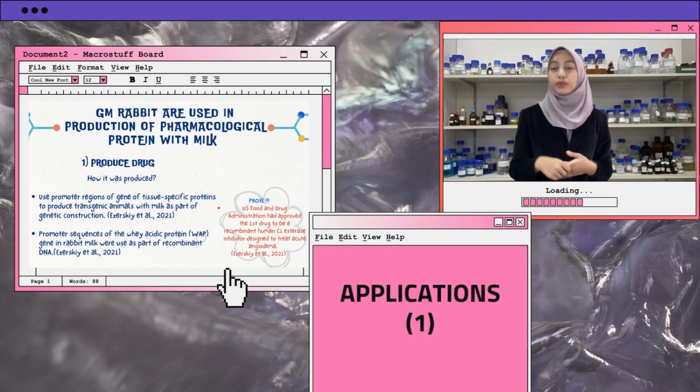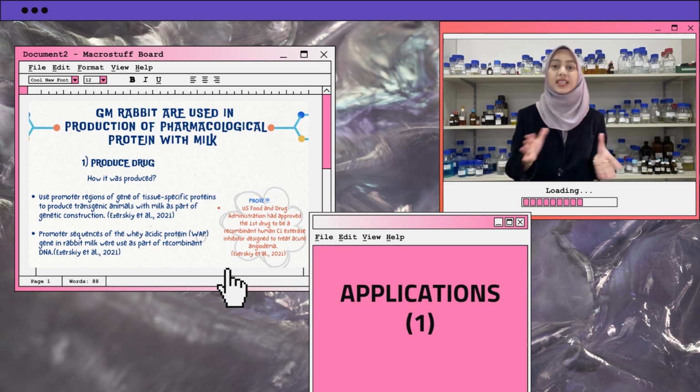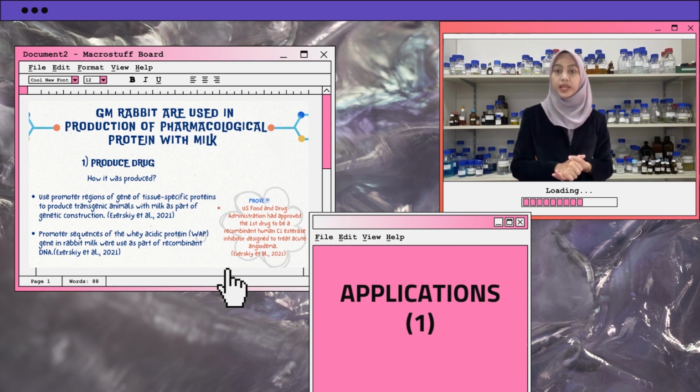Now, let's take a look at the applications of genetically modified rabbits using CRISPR Cas9 technology. Genetically modified rabbits can be used in the production of pharmacological proteins in milk. Firstly, it can produce drugs to treat patients with hereditary disease. So, how will it be produced?